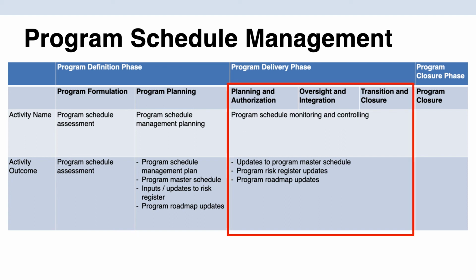Now moving on to the program delivery phase. The program schedule monitoring and controlling activity happens. This will result in the program master schedule. So when do certain activities start and when do they finish? Also, this will include updates to the risk register, program roadmap, as well as the benefit management plan. So this will also include the status of the achieved benefits and when they were planned to be achieved.